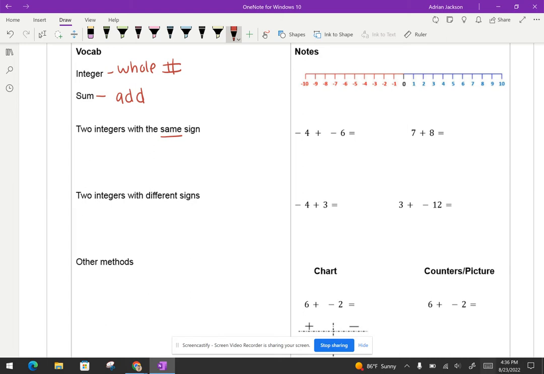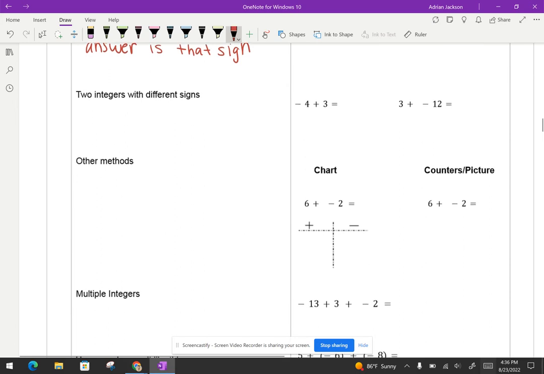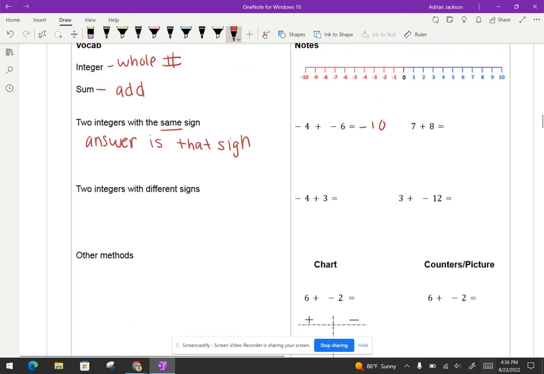So if they have the same sign, the answer is that sign. It's the sign of both of them. For example, if we're adding two negatives, our answer is negative. If we're adding two positives, our answer is positive. So if I have -4 plus -6, my answer is -10. There are some different methods that we're going to do down here, like counters and pictures, that might help you. But you're basically just combining the numbers and then choosing that sign.